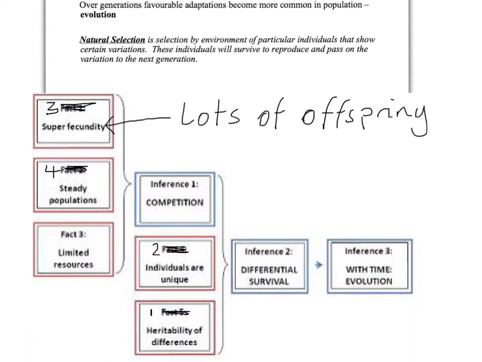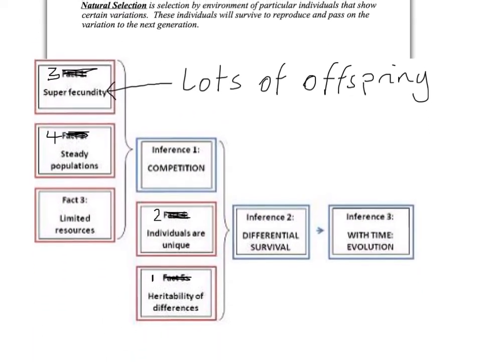Quickly looking at that in diagrammatic form, I found this little diagram with some unnecessarily complicated words, but we can equate this to my slide up there. We had 1, the fact is that we pass characteristics on from generation to generation. Heritable differences, we talked about that. 2, individuals are unique. 3, super fecundity, which basically means that they produce lots of offspring. And 4, population remains constant.